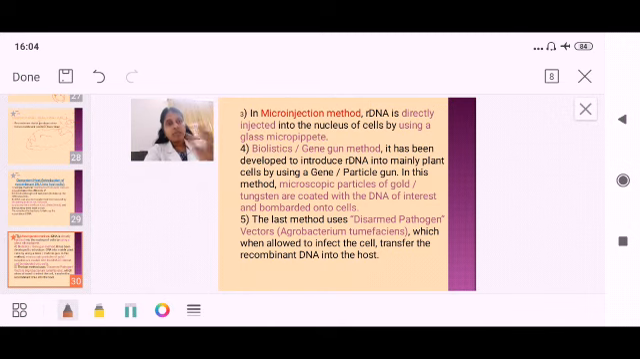After this, we are going to shoot this bullet inside the cell. With the help of the shooting, correctly to the nucleus, scientists have methods. So they shoot it and introduce the rDNA into the cell. That one we call the biolistic or gene gun method. So in microinjection we are injecting; in the biolistic or gene gun method we are shooting and introducing the rDNA.